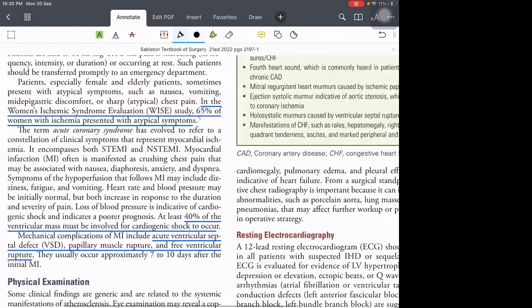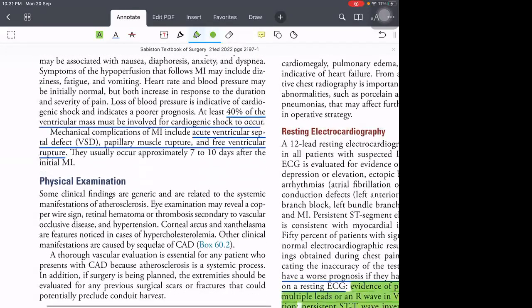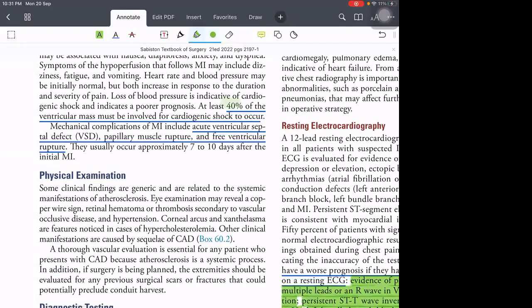Here the study is telling that 65% of women with ischemia present with atypical symptoms. At least 40% of the ventricular mass must be involved for cardiogenic shock to occur.